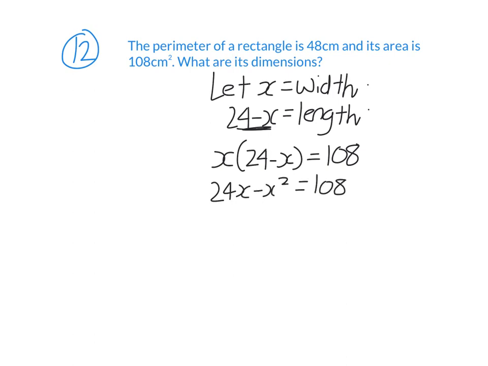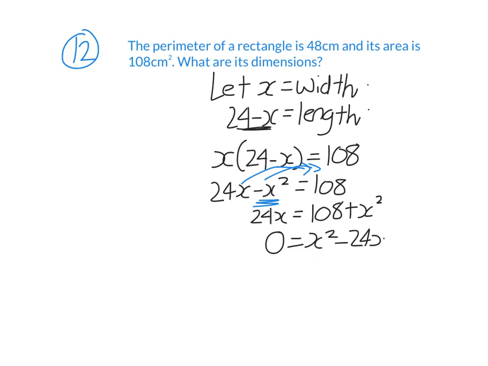It might be easiest to take this and the 24x over to the other side because the x squared here is negative. So let's start by adding x squared to both sides. And then we're going to subtract 24x. So we get 0 equals x squared minus 24x plus 108. So we can solve this by factorization or quadratic formula. With a large number, might be easiest to use the quadratic formula.